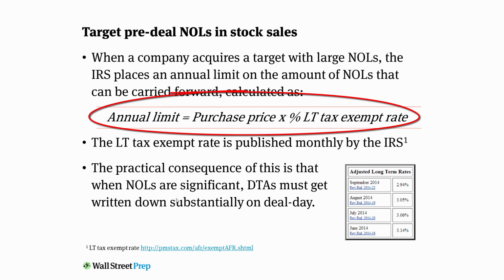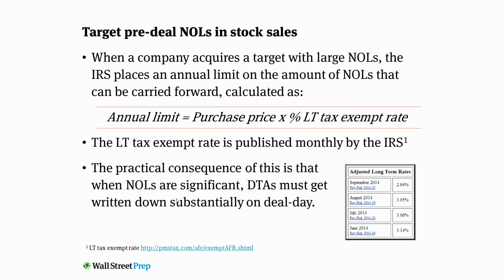The practical consequence of this is that when NOLs are significant, the DTAs have to get written down substantially on deal day because you won't be able to use all of them. But when the NOLs are not significant, you end up being able to use most of them. So again, the amount that you carry over and the adjustment that you make in your model depends on the magnitude of the NOLs relative to the purchase price, and it's something you can bake into your model.